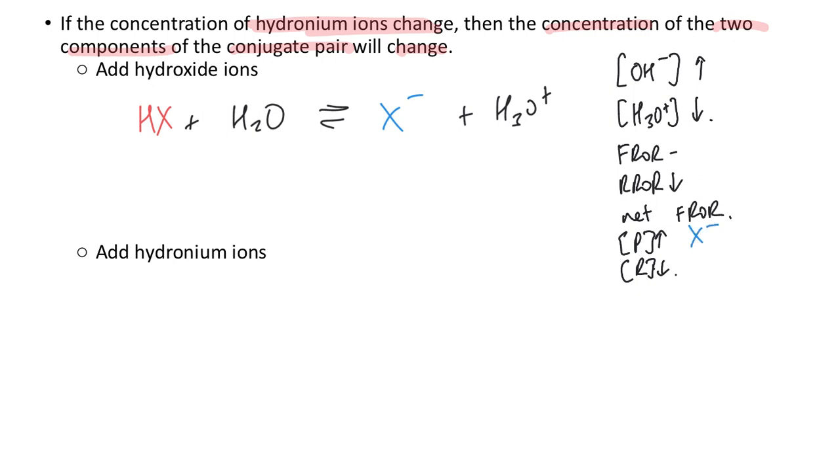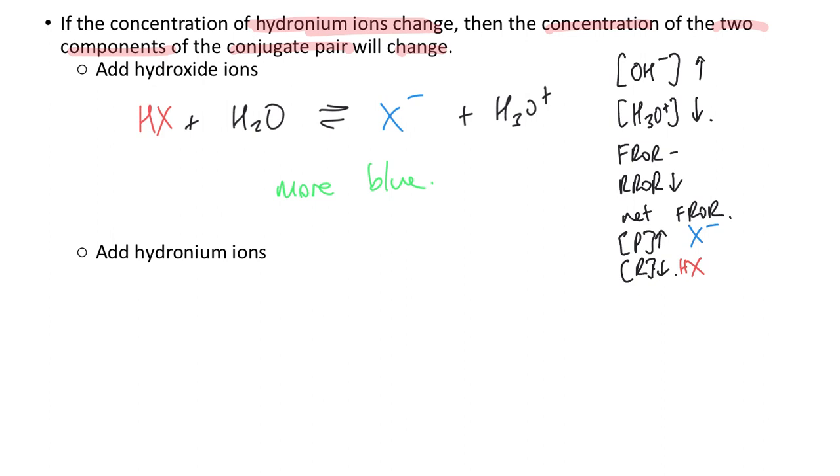Remember that the product is the X minus. It's going to get more of those and less of the HX, which means that it's going to go more blue. Less red, more blue. Maybe it was purple, I don't know. But the idea is that it bears more of the blue form.